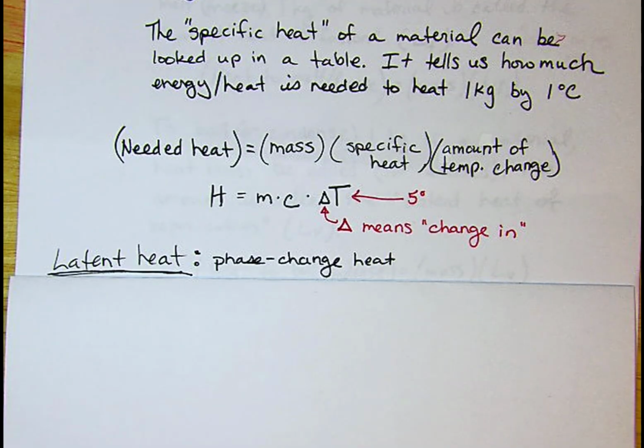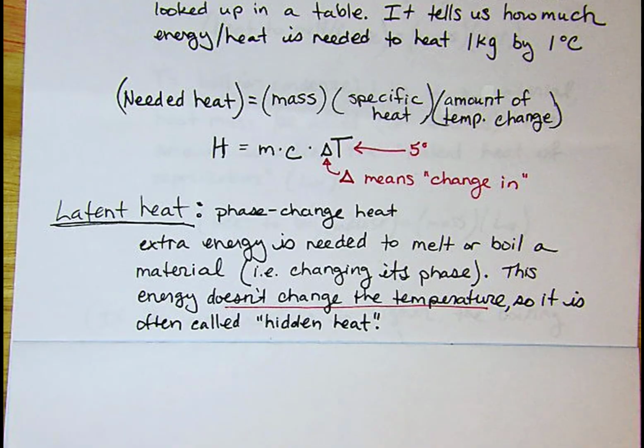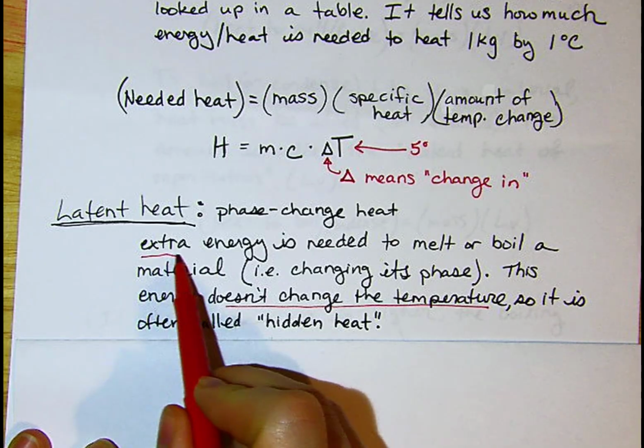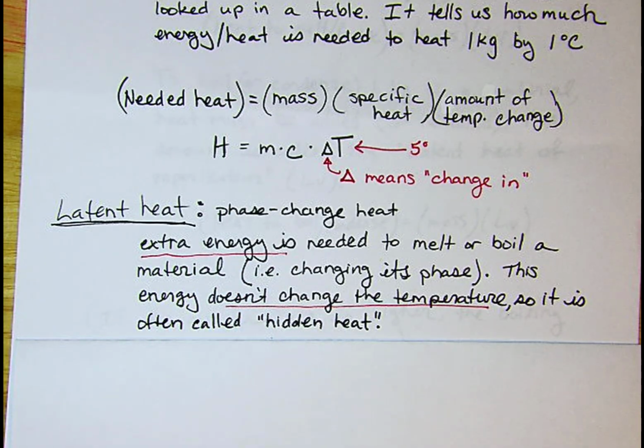All right, now we do latent heat. And for now, let's just call that phase change heat. So the amount of heat that you would need to change a material from a solid to a liquid, or a liquid to a gas, or a gas back to a liquid. Right? There's going to be heat involved in those changes. Whenever you're doing a phase change, you need extra energy just to do the melting or just to do the boiling. That takes its own energy.